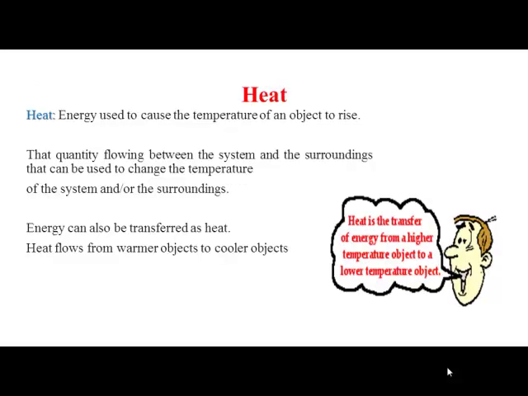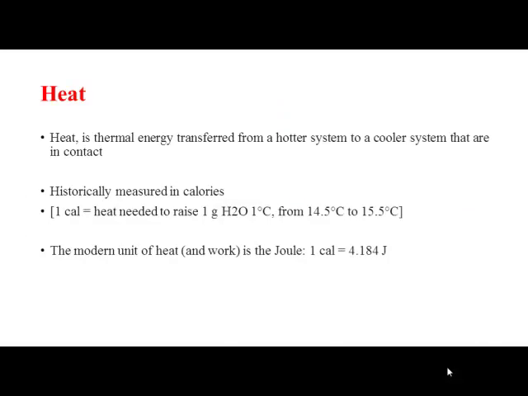Heat. Heat is basically the transfer of energy from a higher temperature object to a lower temperature object. It's the energy that is used to cause the temperature of an object to rise. That quantity flowing between the system and the surroundings that can be used to change the temperature of the system or the surrounding is known as heat. Usually energy is transferred as heat, and heat basically flows from warm objects to cool objects. Heat is thermal energy transferred from a hotter system to a cooler system, as we have already studied.